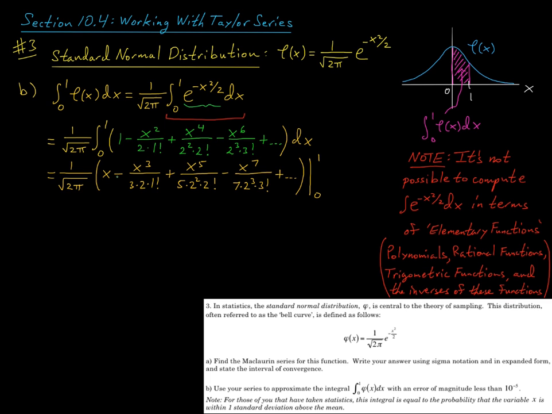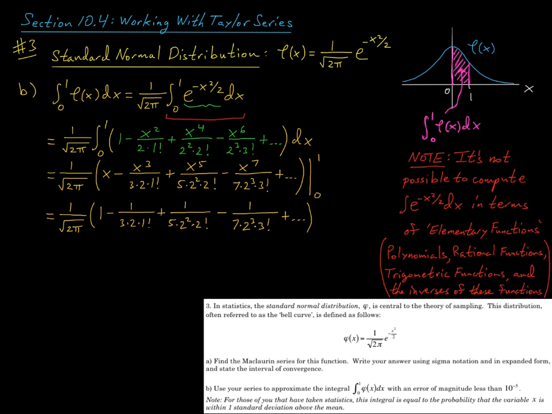So we're going to get an x minus x cubed over 3, and then we still have the 2 times 1 factorial, and then we have an x to the 5th over 5, and then we still have our 2 squared times 2 factorial, and then we have an x to the 7th over 7, we still have the 2 cubed times 3 factorial, so on and so forth. Now we need to evaluate this series at 1 and at 0, and then take the difference.